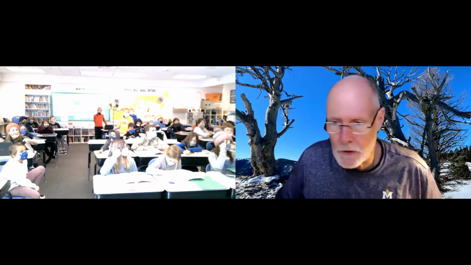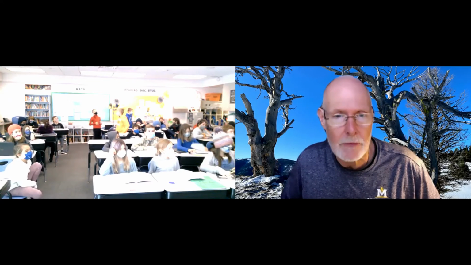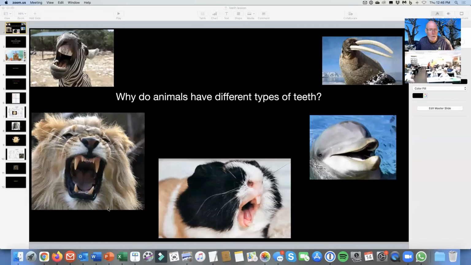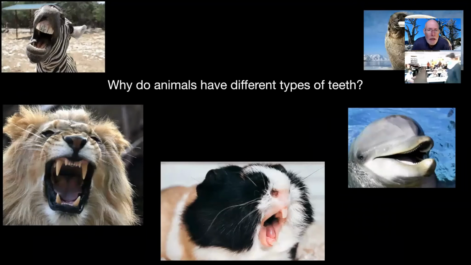Okay, so you guys have been working in your science notebooks, and we're going to continue to do that. I'm going to share my screen and show you some things. So here we go. All right. So this is what I'd like you to think about right now. This question. Okay. So why do animals have different types of teeth? Just stop and ponder that for just a couple of seconds. Why do you think animals might have different types of teeth?